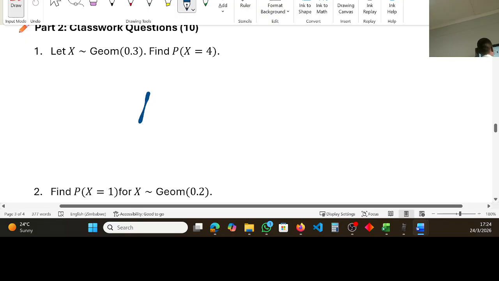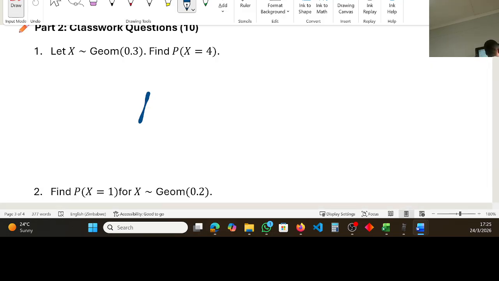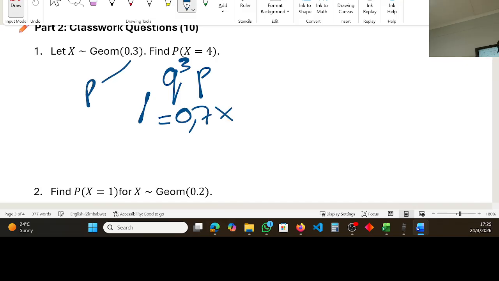Right. First problem we have is a geometric distribution, and we're interested in the probability that x is 4. So when x is 4, this is just the same as q to the power 3, then p. But what's our q? q is 0.7 because this is our p, which is 0.3. Then multiplied by our p, which is 0.3. But remember, q is to the power 3.